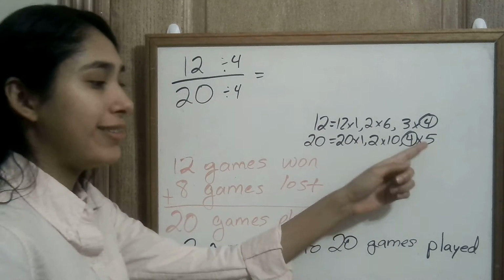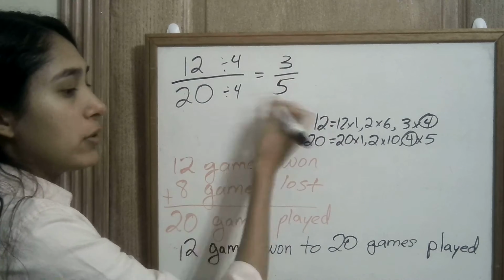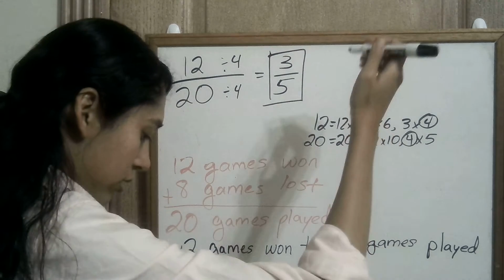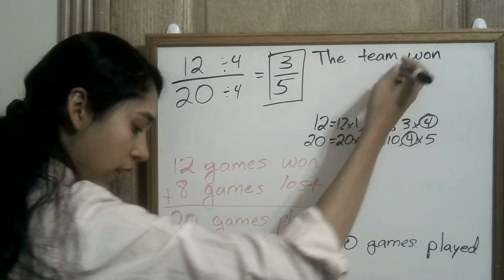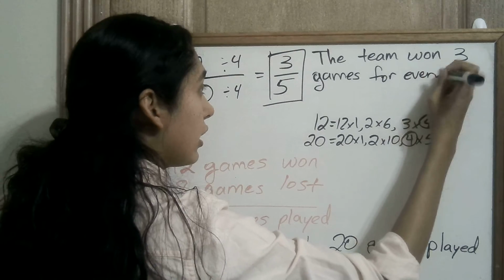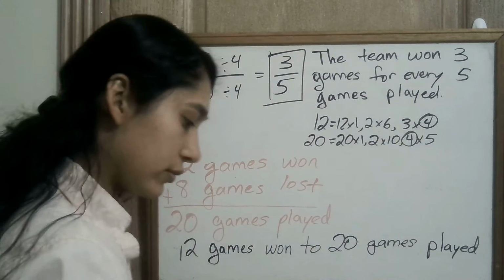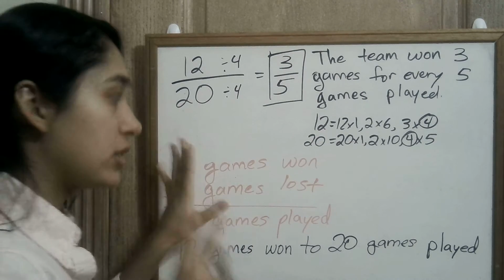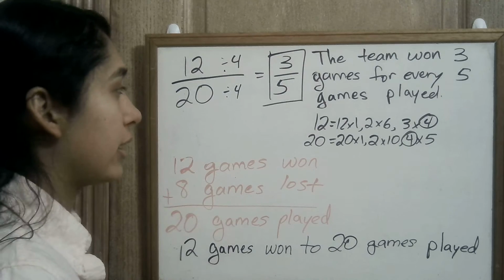12 divided by 4 is 3, and 20 divided by 4 is 5. This is my final answer. So I can even say the team won three games for every 5 games played. That's not bad. Now, since this is a very easy number to deal with, before we get to percentages, I will say 3 over 5 is the same thing as 60%. So the team's not doing too bad, but if they want to get into nationals or anything like that, they might have to improve their game.